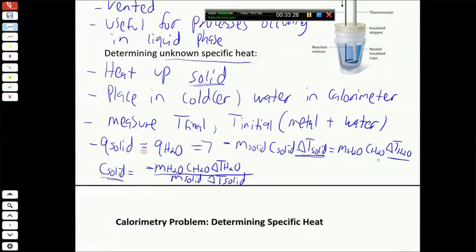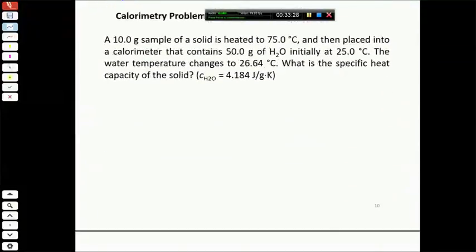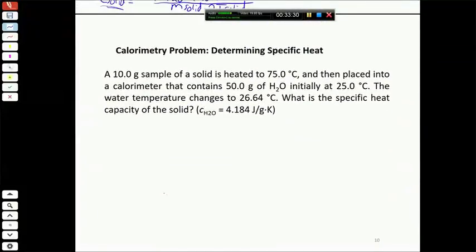All right, so let's see how this works with an example. Let's say we take a 10-gram piece of metal and heat it up to 75 degrees Celsius. So again, we need to know the initial temperature that we're heating that up to. We place it into a calorimeter that contains 50 grams of water, initially at 25 degrees Celsius. And then we see that the water changes temperature until it's 26.64 degrees Celsius.